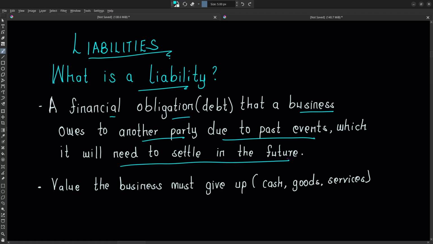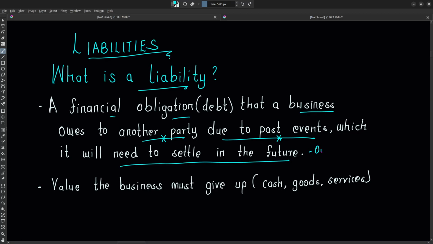Note one, the business owes something to another party. And also note it is due to past events. These may arise from borrowing. You borrowed some money, either from the bank or from a friend or whoever, so this is what we call a past event, or rather a past transaction. Or you received some goods that you didn't pay for, so you are expected to pay for these goods. This is what we are calling due to past events. This transaction happened, which is why you have this financial obligation. And you will need to settle this in the future.